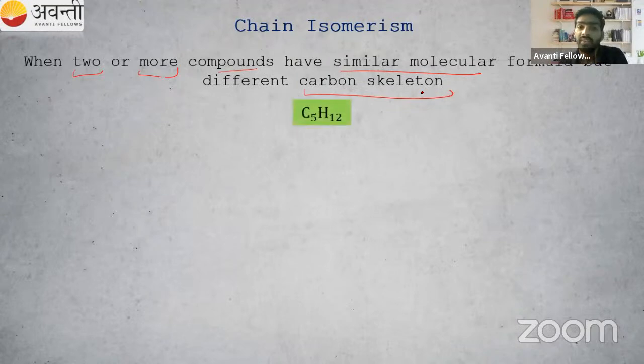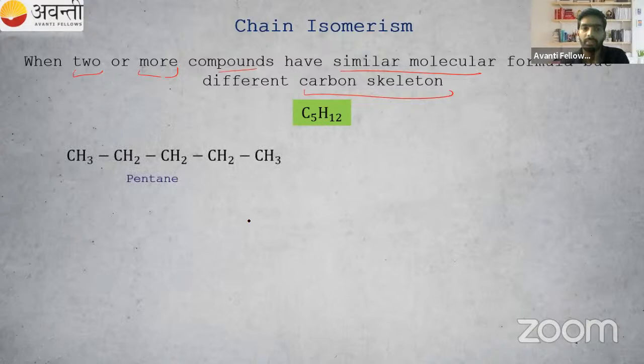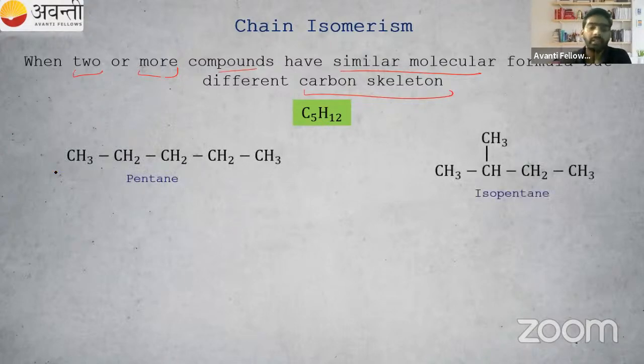Coming to the molecular formula C5H12, that means the number of carbons should be 5 and hydrogens should be 12. There will be a difference in chain. Here, with C5H12, the first example is pentane and the other example is isopentane. If we count the carbon chain here, it is 1, 2, 3, 4, 5. So this is a 5 carbon chain, a long straight chain. But here we count 1, 2, 3, 4, and one carbon is connected at the second carbon position. So one chain is longer and the other chain is shorter and has branches.